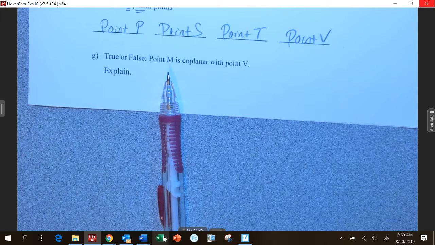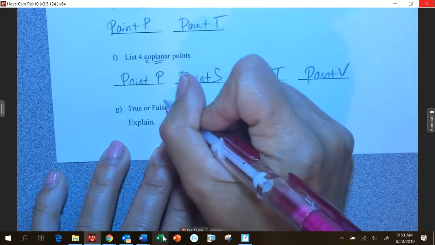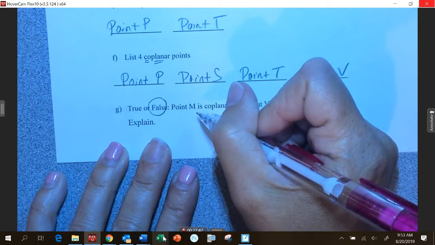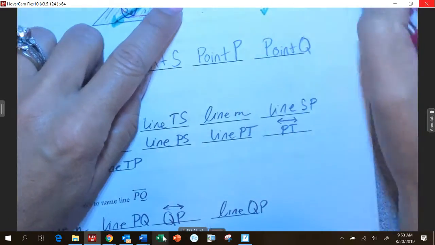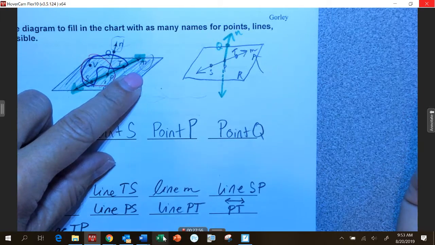Derek, what do you think, true or false? I think it's false. I don't think any of the point is right. Yeah, you're totally right. It is false. Because M's not a point. Now, if M was a point, the answer would be true, but what is M? M's not a point, it's lowercase. What is M? M is the name of the line.